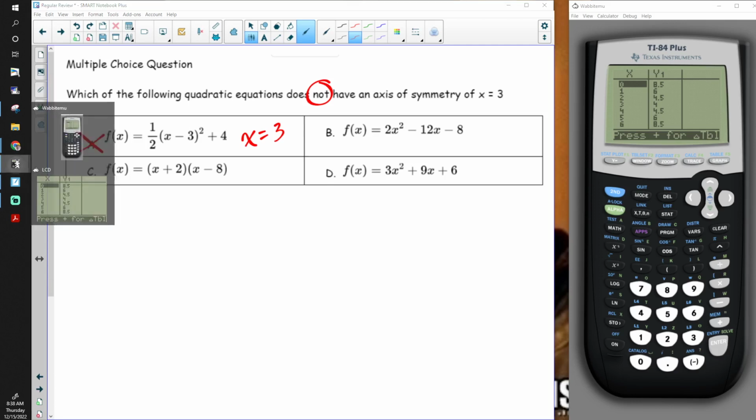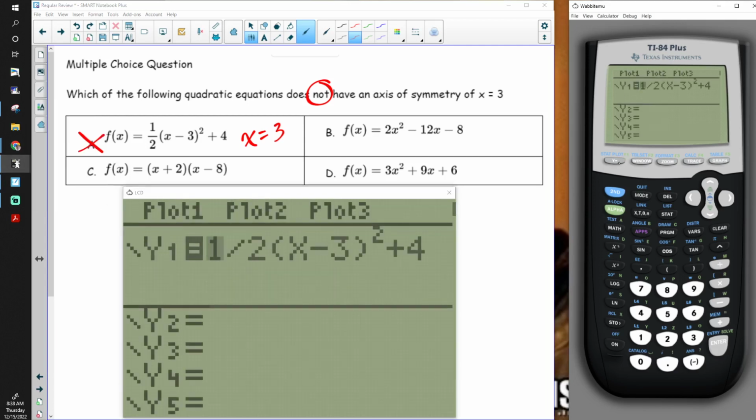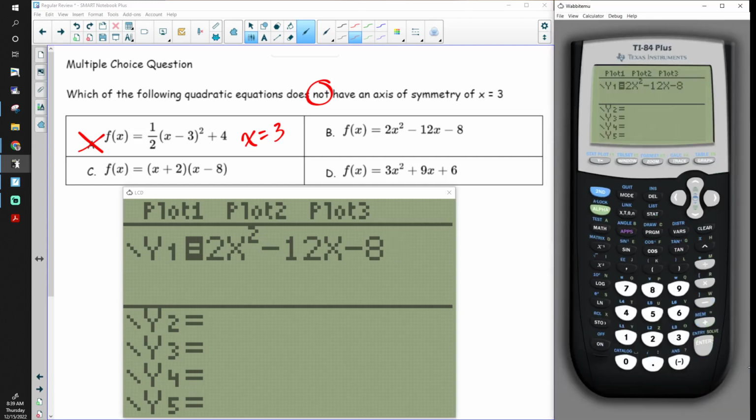Okay. We are going to now check B. So we go back to y equals. We're done with this one. We can clear it out. And now I'm going to type in my second one. 2x squared minus 12x minus 8. So make sure you have that typed in. Double check that it's perfect. And now I'm going to go to my table, so I'll click second graph.